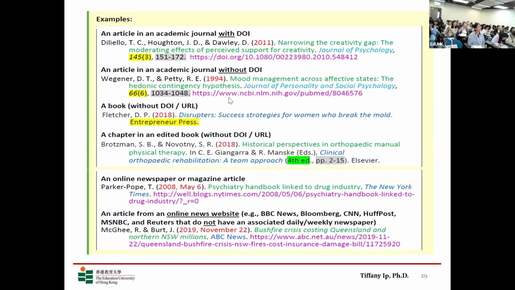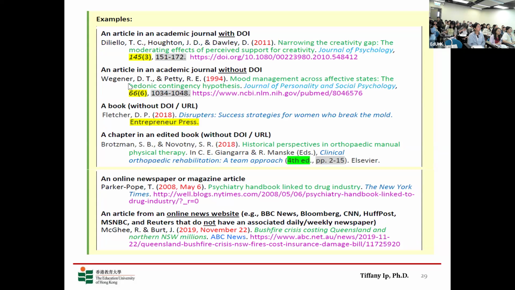Okay. The reason why we don't put the website link is like there may be many different ways to find this article. And so it's not the only link anyway, but DOI is unique. It's like your ID, unique to the article. That's why it would be included.